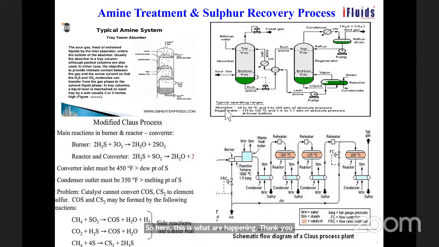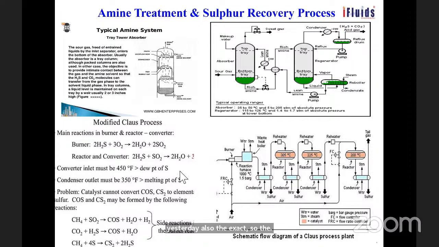Here you can see the absorber is operating at a temperature range of 35 to 50 degrees and 5 to 20.5 atmosphere absolute pressure. And the regenerator at 115 to 126, because these temperatures are very important. You cannot play around much on this, otherwise the stripping action will not take place effectively. Sometimes along with this some hydrocarbon comes, and it can cause some foaming in the trays. So these are all operational issues that they tackle day in and day out. From the top, H2S and carbon dioxide go, called together acid gas. This I mentioned yesterday also.